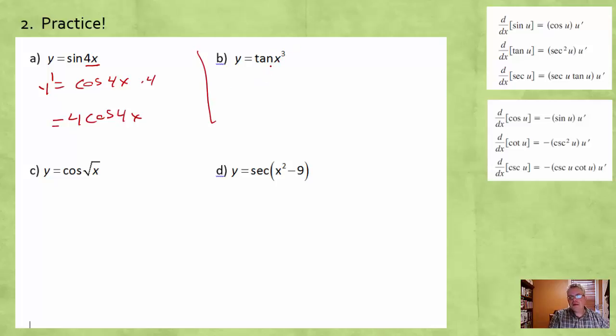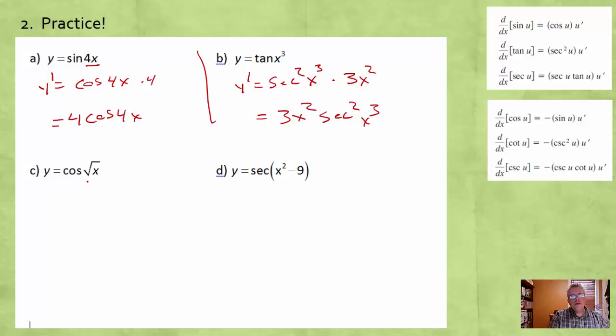Tangent of x cubed. So it's x that's being cubed, not the tangent function. So again, x cubed is the inside function, tangent is the outer. Here's the derivative. It would be secant squared evaluated at x cubed times the derivative of x cubed, which is 3x squared. Or 3x squared secant squared x cubed.